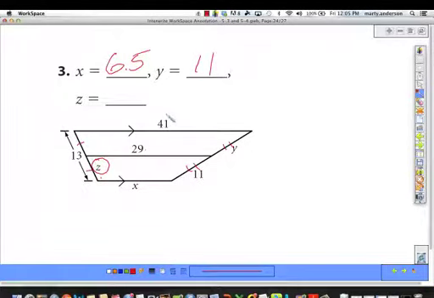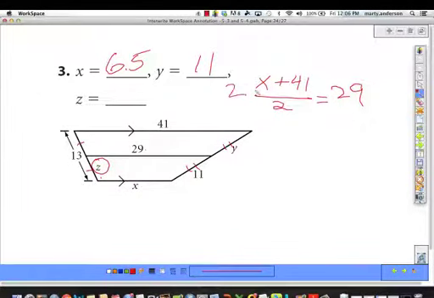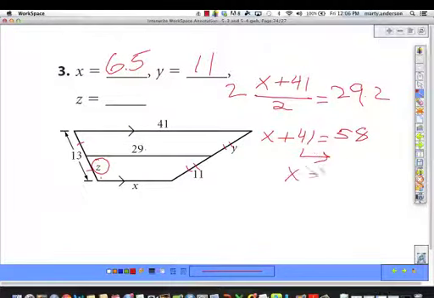Remember, it's an average. We can do this two ways. I could say the base plus the base divided by 2 equals the midsegment. This would be doing it algebraically. How do we clear out the fraction? How about we multiply both sides by 2? So I get x plus 41 equals 58. Subtract 41 from both sides. X equals, that must be 17 if I did my math correctly. Now, we also could have done, since this is fairly easy arithmetic, there's a distance of 12 from there to there.